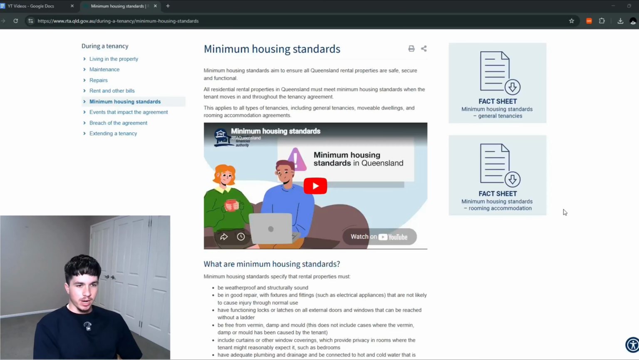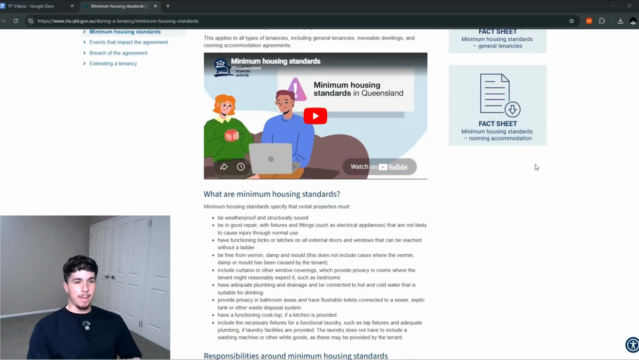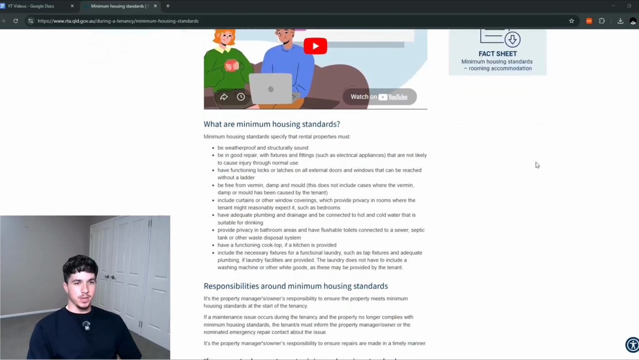So let's look at what actually are minimum housing standards. There's quite a few here. The first one, they must be weatherproof and structurally sound, which means rain will not enter the property through windows or the roof when it rains, and it's not going to fall over or have severe damage. Even termite damage is applicable if it is affecting, for example, the staircase structure and it's not structurally sound, then your property does not meet minimum housing standards.